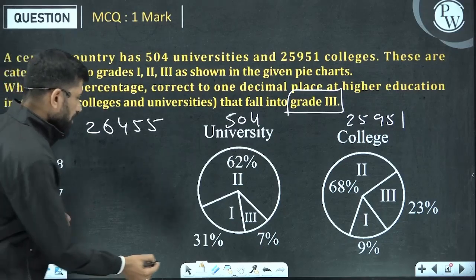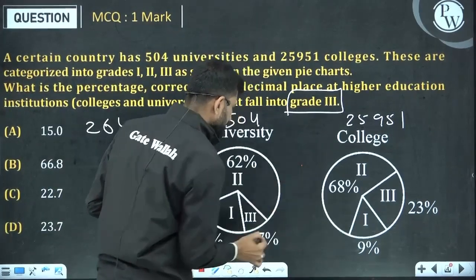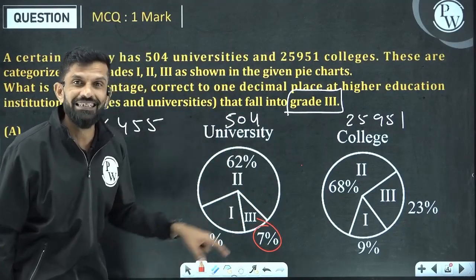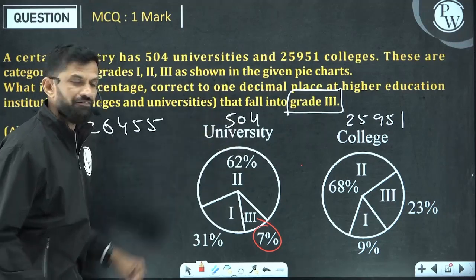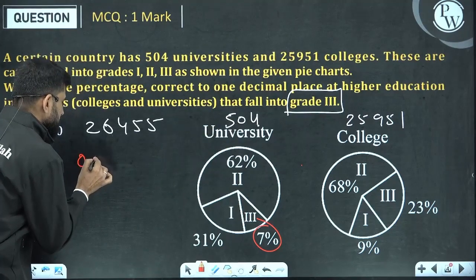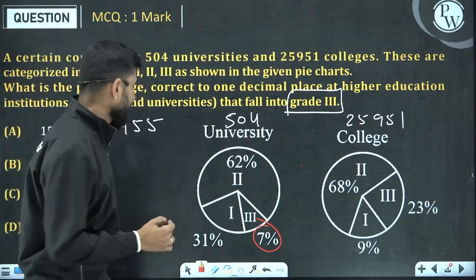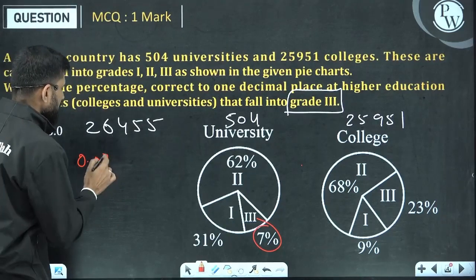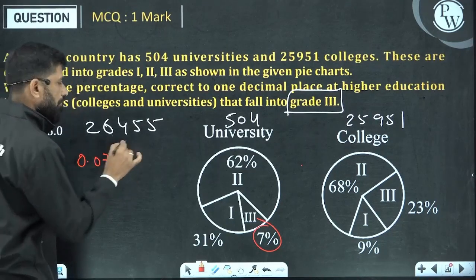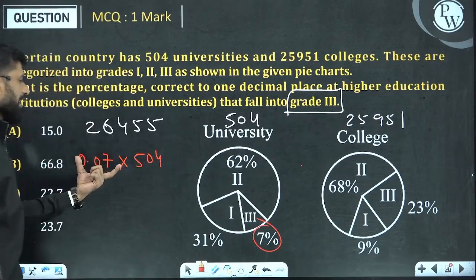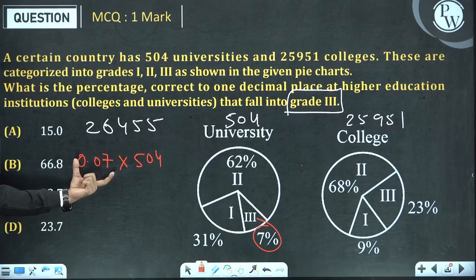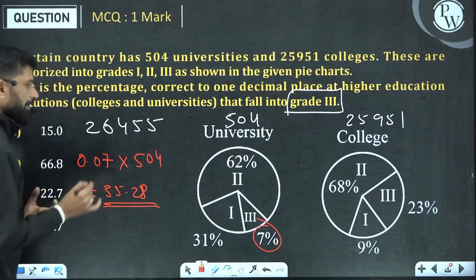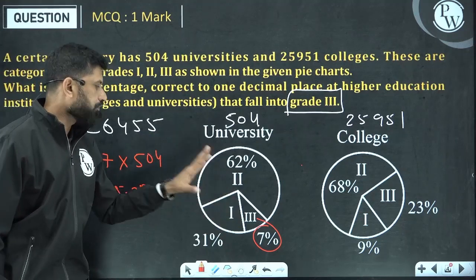Now we have to observe regarding this grade 3. If we check grade 3, here they have given 7%. 7% of what? 7% of universities fall in grade 3. So 7% of 504. 7% in decimal, how can we write? 0.07. No need to write the percentage or divide by 100 now. 0.07, that is 7% of 504. If you calculate this value, it will be 35.28. So 35.28 of the universities fall in grade 3.